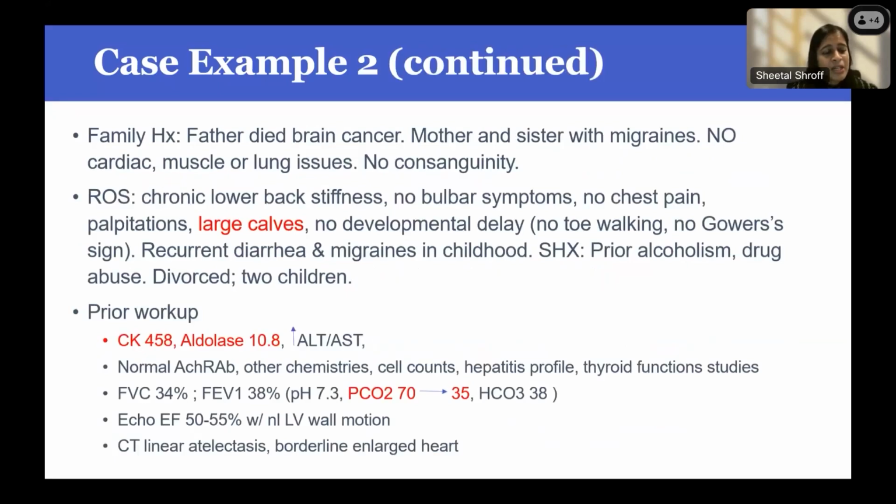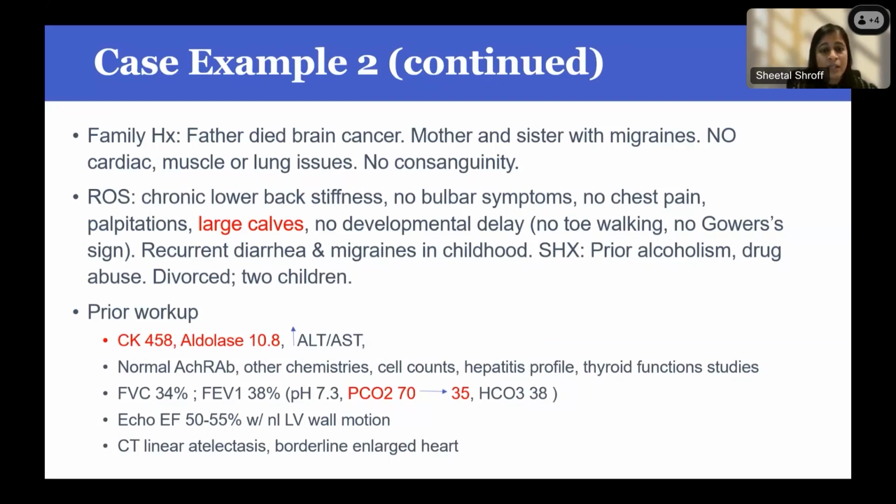And family history, his father had brain cancer and passed away. Mother and sister had migraines. There's no other muscle, lung, or cardiac history, and no consanguinity as well. Review of systems basically tells us that there is lower back stiffness, which is chronic. There are no bulbar symptoms, no chest pain, no palpitations.